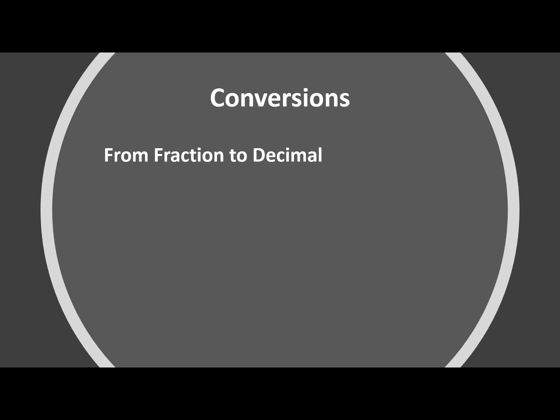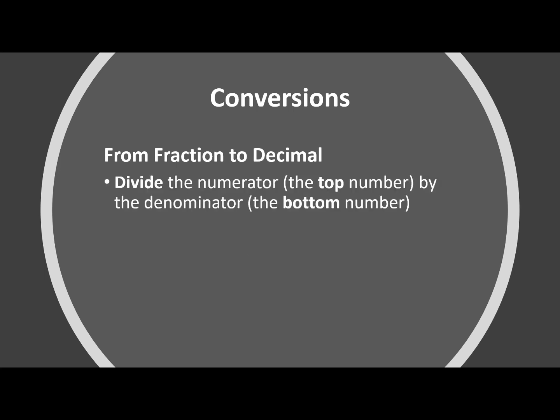To convert from a fraction to a decimal, we divide the numerator, which means the top number, by the denominator, which is the bottom number. For example, for the fraction 3 over 4, we take 3 and we divide it by 4, and you get 0.75. And of course you can do this on a calculator. You don't have to do it by hand.